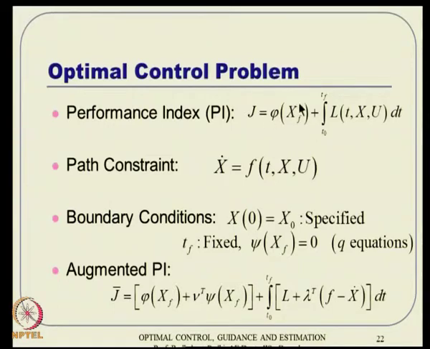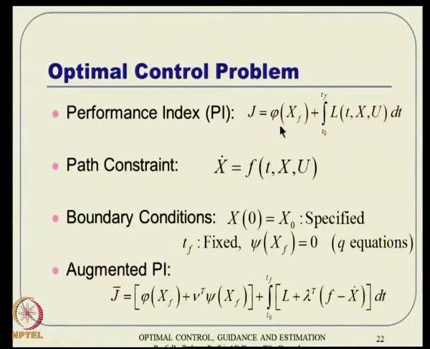Just to summarize again a little bit, we have a performance index in general. Remember, we are back to the nonlinear domain, so all of this happens in a nonlinear framework now. The performance index to optimize is some terminal penalty and some path penalty. Then there is a path constraint, then there are boundary conditions, and then we have this augmented performance index. Remember, at final time not only is there a soft constraint, but there is a hard constraint set of equations also.